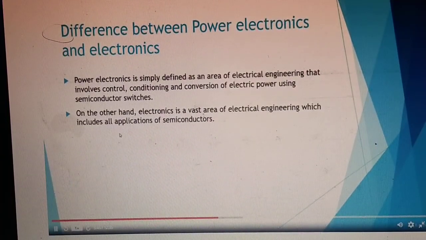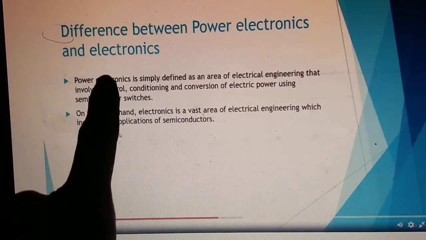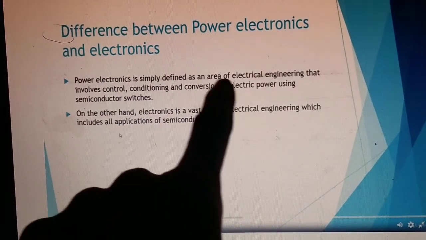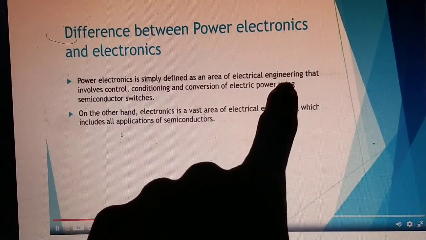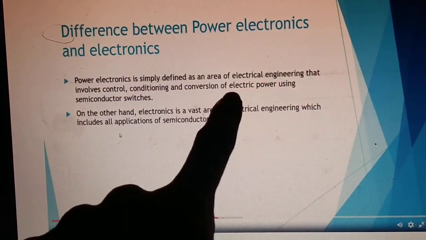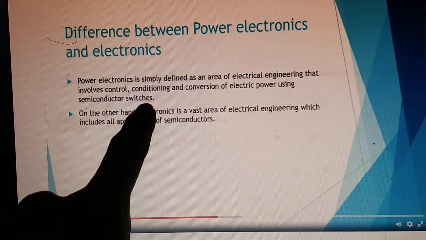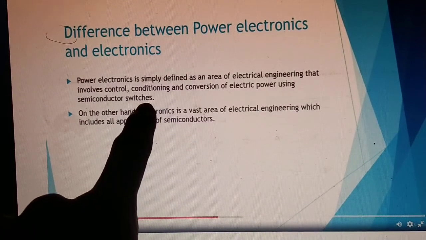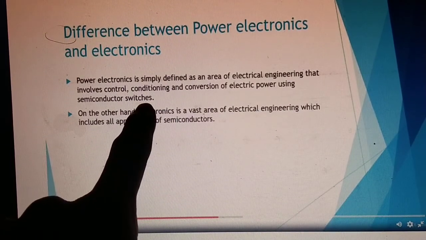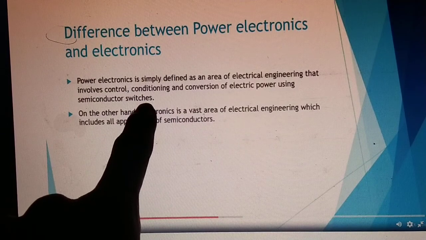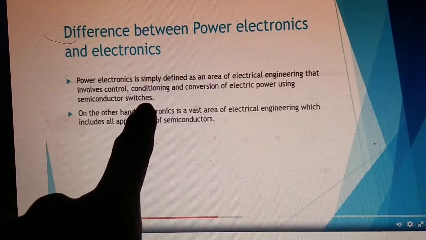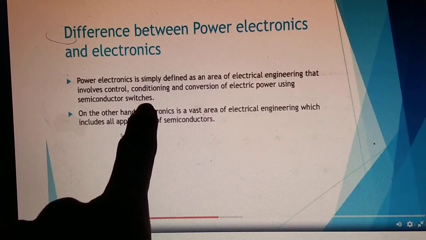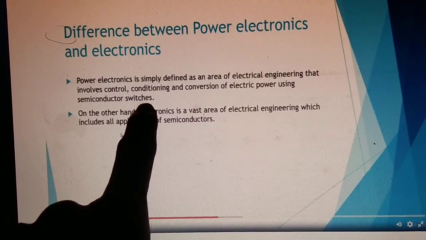Next, we have to know the difference between power electronics and electronics. Power electronics is simply defined as an area of electrical engineering that involves control, conditioning and conversion of electric power using semiconductor switches. It is a part of electrical engineering used only for controlling, conditioning and conversion of power using semiconductor switches. And by using these power electronics devices we can improve the efficiency of the system.